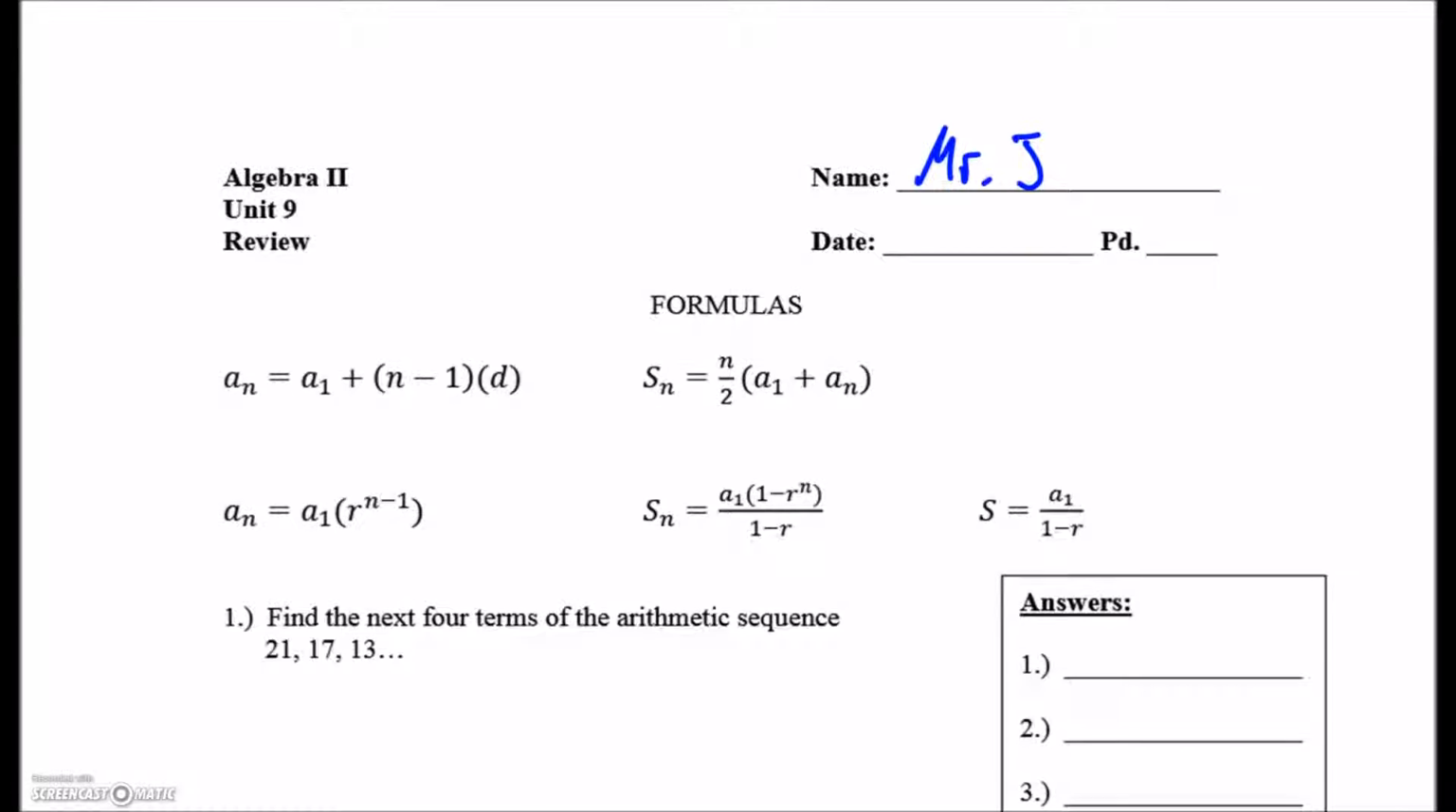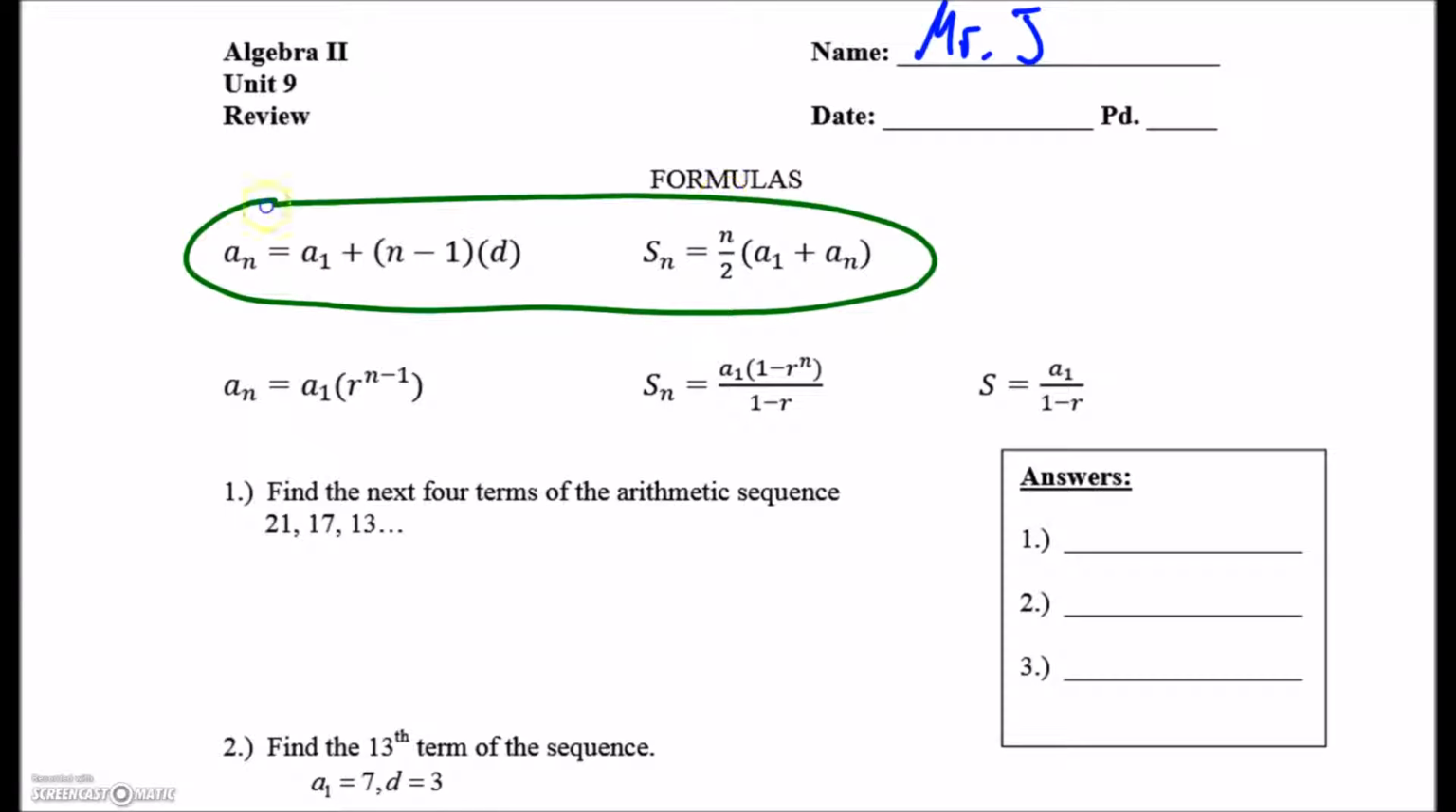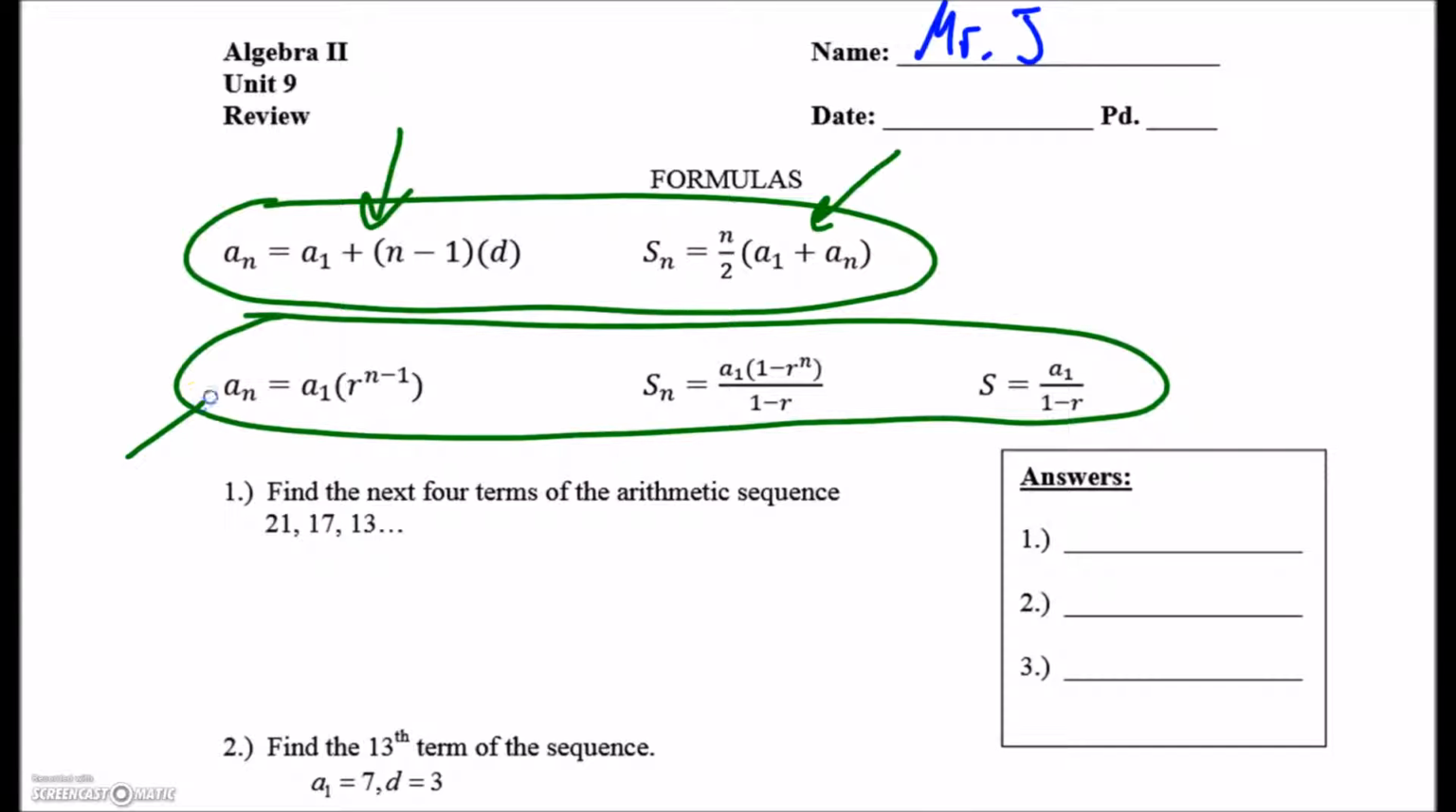As we look through these, remember we're going to be utilizing some of these formulas. Keep in mind that these guys right here are arithmetic formulas. This is for the term of an arithmetic sequence. This is for the sum of an arithmetic sequence. Down here, these are our geometric formulas. Again, this one's for the term. This one right here is for the sum. And this one's for the sum of an infinite geometric series.